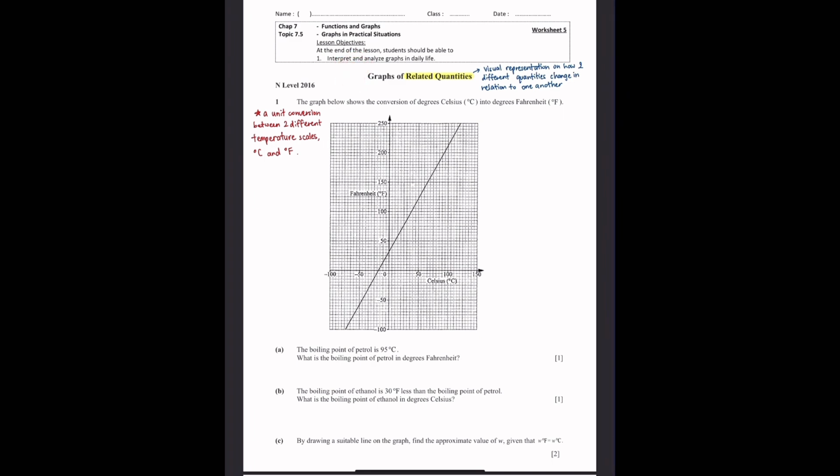This means a visual representation of how two different quantities change in relation to one another. So I'll be doing question 1 now. Let's read the question. The graph below shows the conversion of degrees Celsius into degrees Fahrenheit. This graph is a representation of the unit conversion between two different temperature scales, degrees Celsius and degrees Fahrenheit. So let's zoom in.